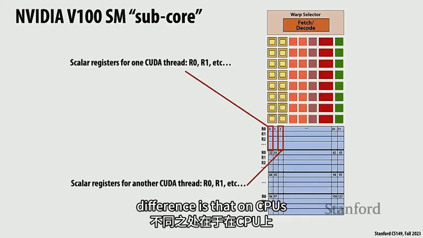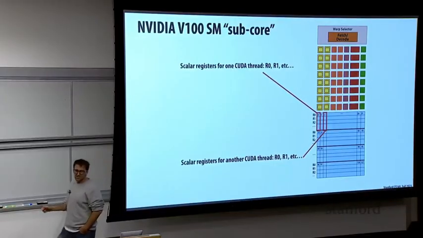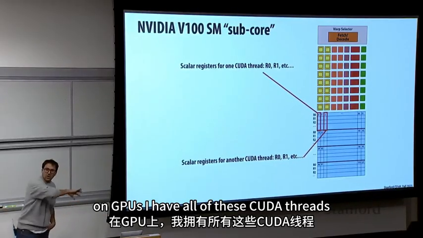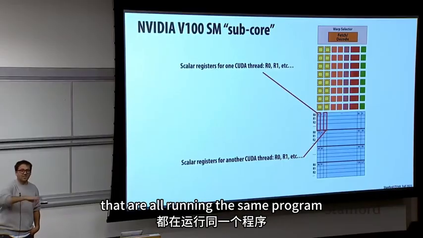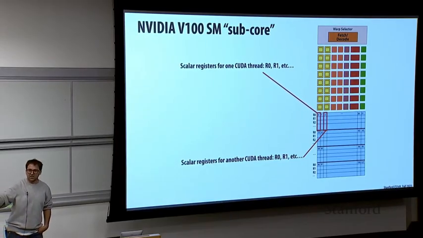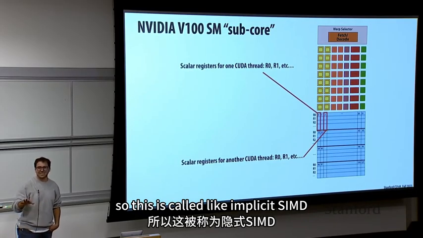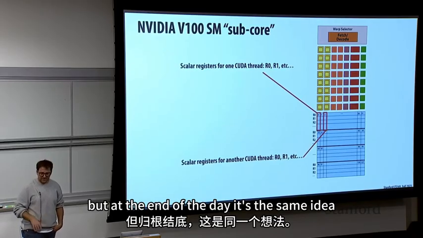On CPUs, the compiler generates that SIMD instruction. On GPUs, I have all of these CUDA threads that are all running the same program. If they all happen to be in the same place, the GPU goes, oh, let's run them with my SIMD unit all at once. So this is called implicit SIMD. But at the end of the day, it's the same idea.